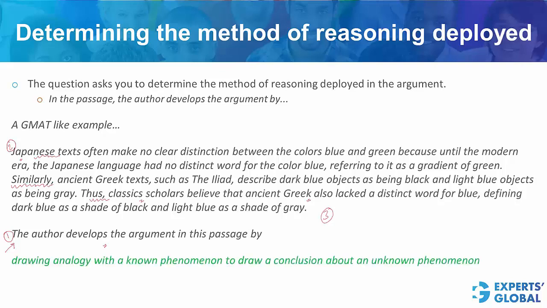Here is the correct answer choice. I will be doing some 17 types of reasoning in this session. So in the interest of brevity, I will be only discussing the correct answer choices. And look at this correct answer choice here. Drawing analogy is what we were looking for. This is the key phrase here. Drawing analogy with a known phenomenon, which is Japanese text, to draw a conclusion about an unknown phenomenon, which is the Greek text. And this is the correct answer choice.